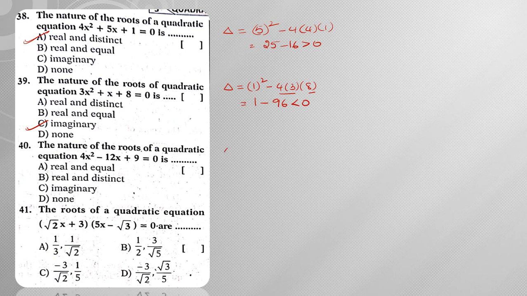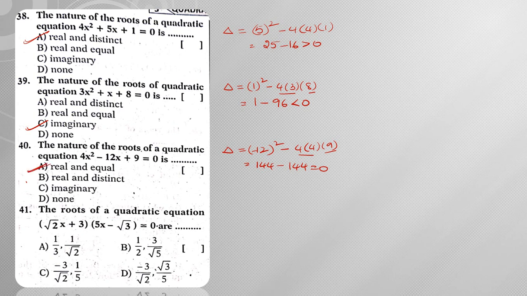Next one, the same thing: delta is equal to minus 12 whole square minus 4 into 9 into 4. So 12 square is 144 minus, 4 into 4 is 16, 16 9s are 144. So 144 minus 144 is 0. Since the discriminant is 0, hence the roots are real and equal.